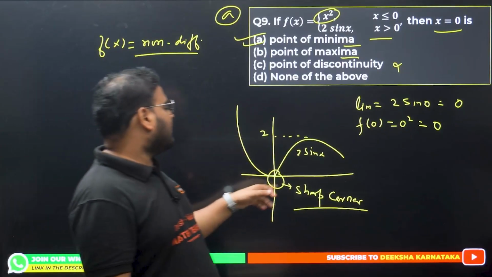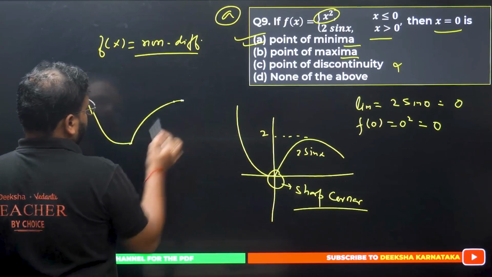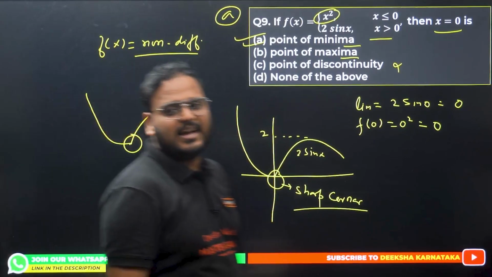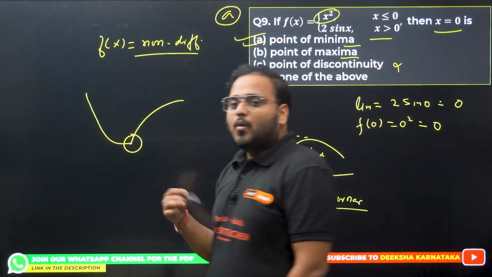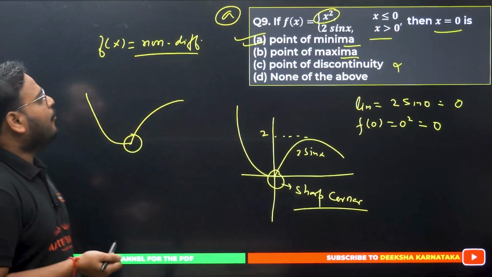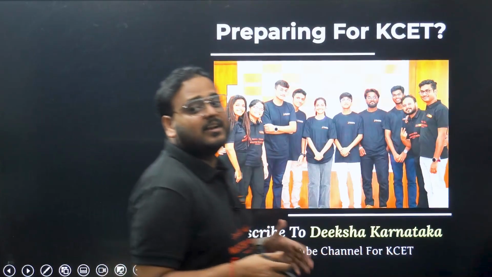You get the graph. There's a sharp corner. This is a corner only, right? This is the edge corner. Of course, there will be non-differentiability, right? Your option is actually A, point of minima. Question is done. This was a simple but a very beautiful question, and it completes our session today.